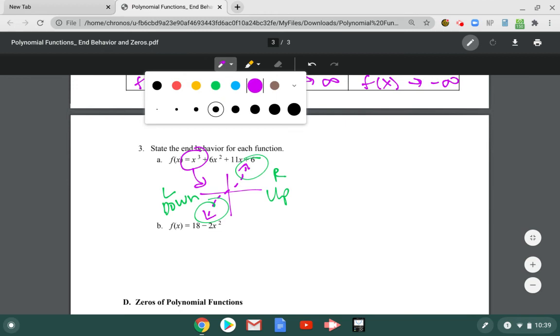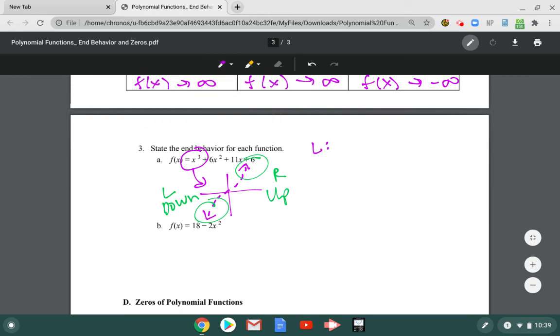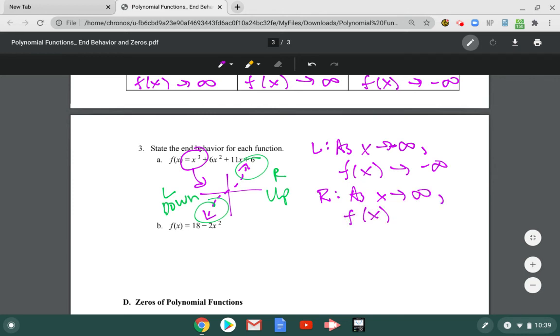So for my end behavior, let's do the left first. As x goes to negative infinity, that's a negative, f of x goes down, to negative infinity. And then for my right end behavior, as x goes to infinity, it always starts the same way. F of x is the only behavior that's going to change here. F of x goes up, which is infinity.